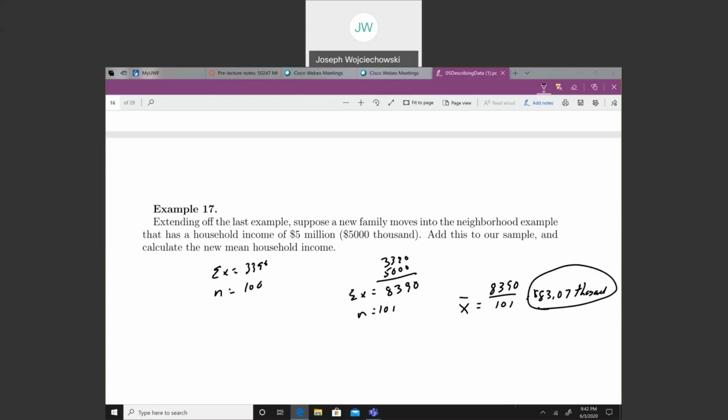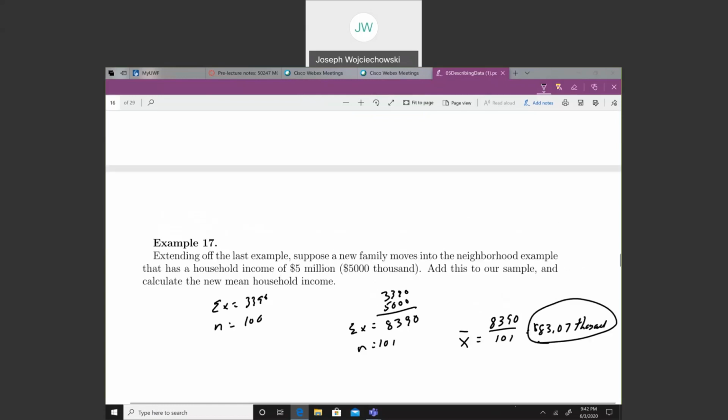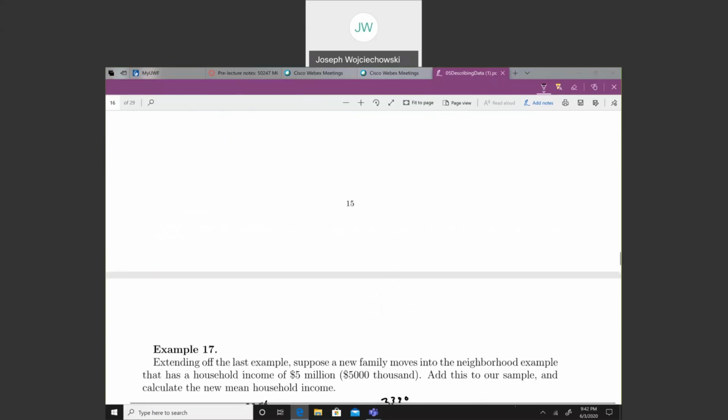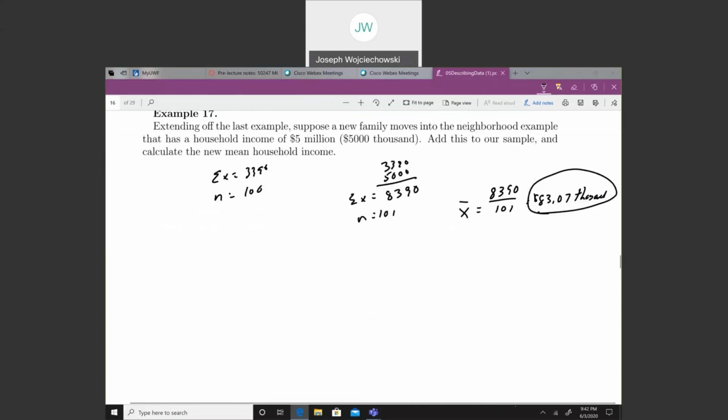So you see how just that one number can make a big difference. We're talking almost 50,000 difference. Just one person, one really large amount.